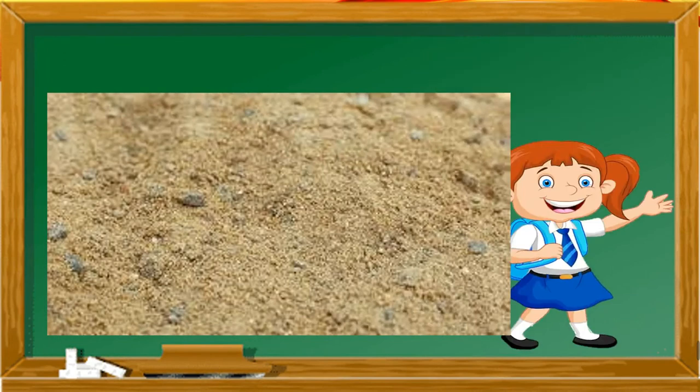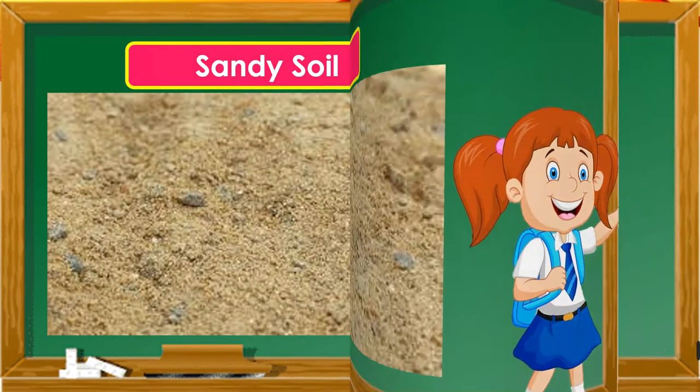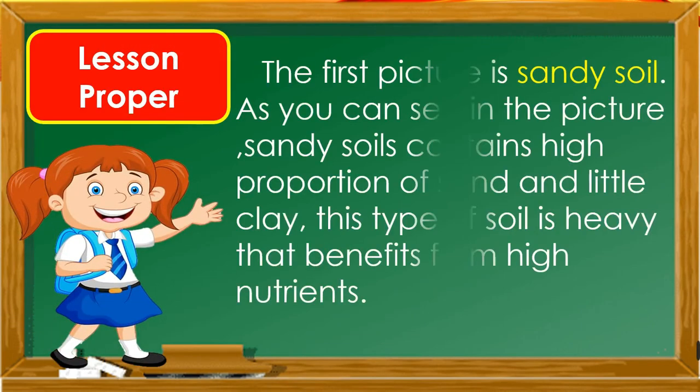Sandy soil. The first picture is sandy soil. As you can see in the picture, sandy soil contains a high proportion of sand and little clay. This type of soil is heavy that benefits from high nutrients.